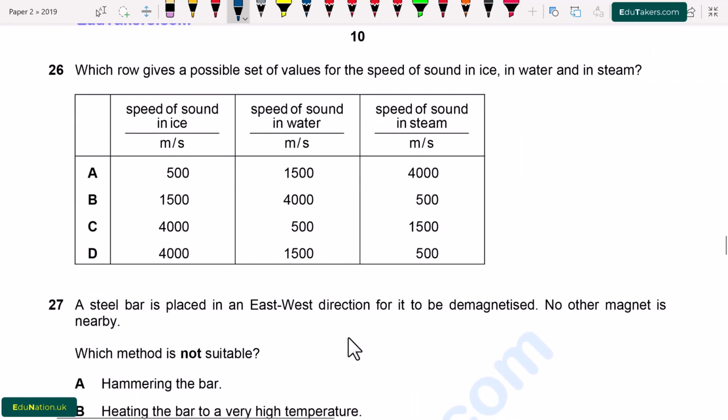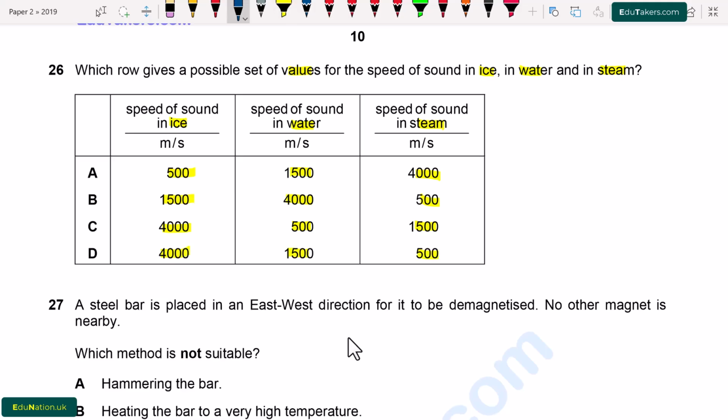Question number 26. Which row gives a possible set of values for the speed of sound in ice, in water and in steam? Speed of sound in ice, speed of sound in water, speed of sound in steam. Option A, 500, 1500, 4000. B, 1500, 4500. Option C, 4500 and 1500. Option D, 4000, 1500, 500.